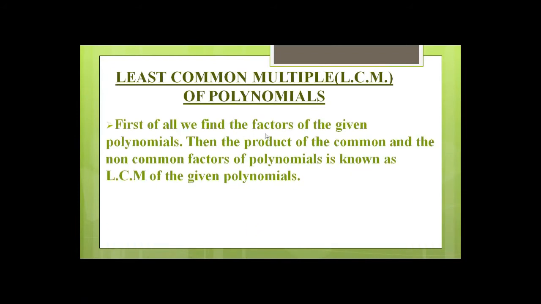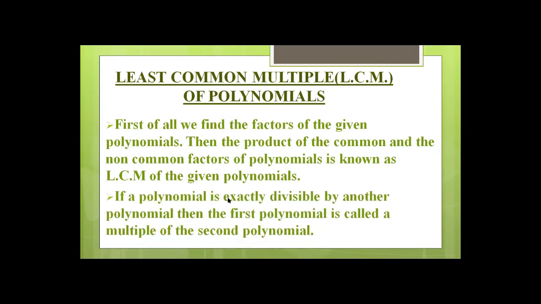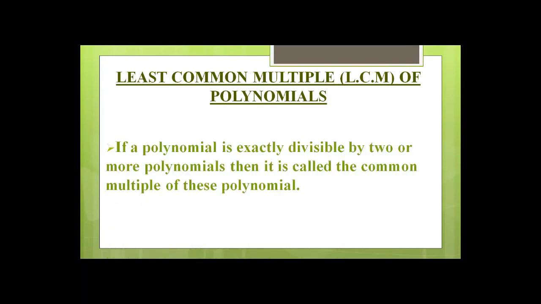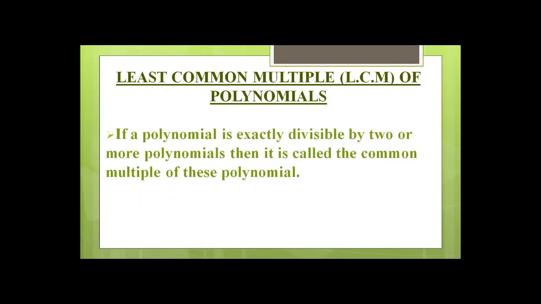First of all, we find the factors of the given polynomial, then the product of the common and the non-common factors of the polynomial is known as the LCM of the given polynomials. If a polynomial is exactly divided by another polynomial, then the first polynomial is called a multiple of the second polynomial. Least common multiple, LCM of polynomials. If a polynomial is exactly divisible by two or more polynomials, then it is called a common multiple of these polynomials. And the formula is LCM is equal to the product of common factors multiplied by the product of non-common factors.